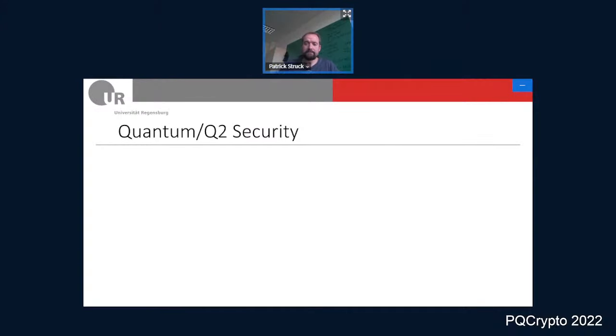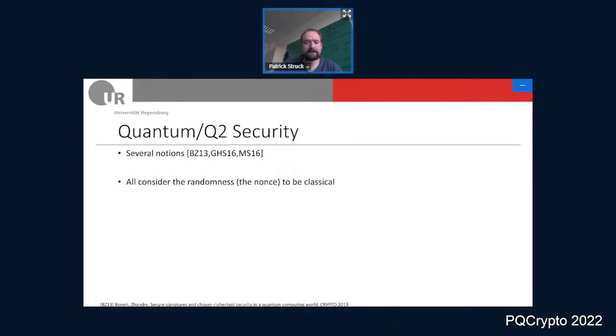Then coming to the quantum or Q2 security of the construction. As mentioned earlier, there are several notions that we have to consider here, in particular the three. And one thing initially here is for all these schemes, the randomness is always assumed to be classical. And in our case, this would be then the nonce. So we opt for the following.